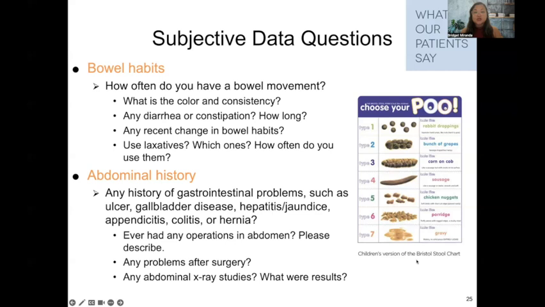You also want to ask them about the surgical procedure itself. Were there any complications? Did they require additional stay in the hospital, something that didn't go as planned, drains, ostomy bags, any abdominal x-rays have they received because of maybe past GI complaints. You want to know approximately when and what the results were for each of these areas.